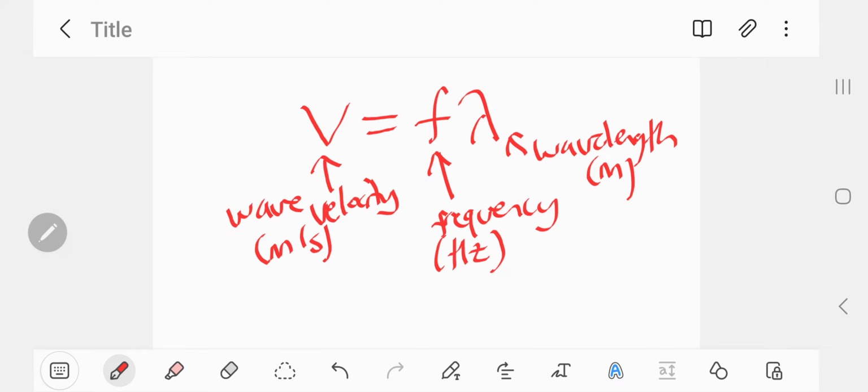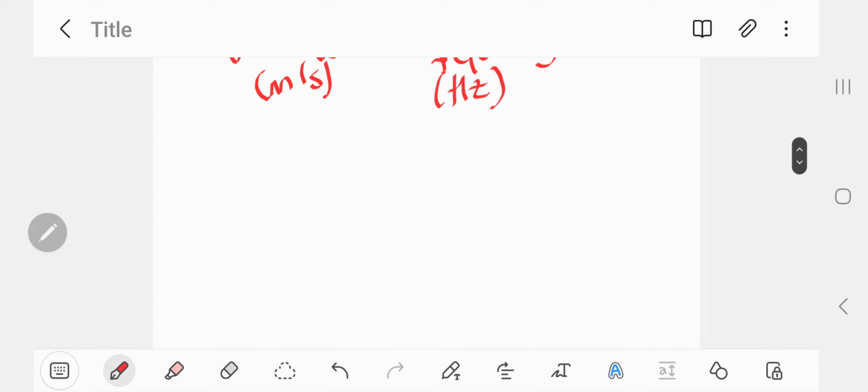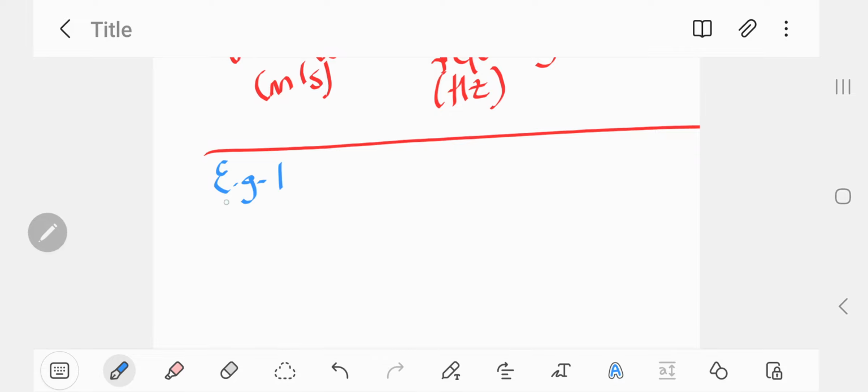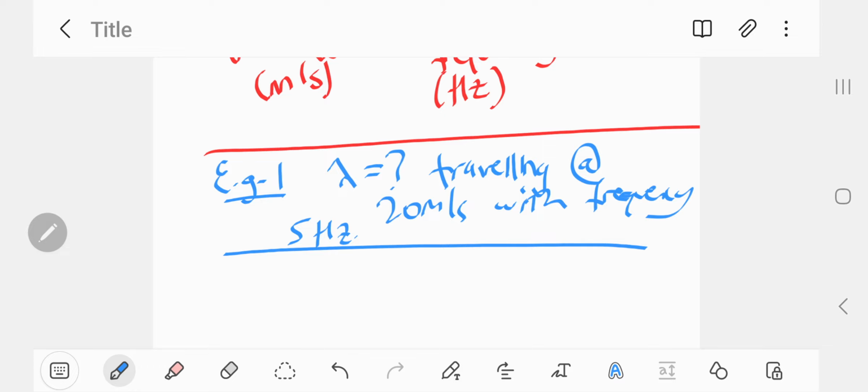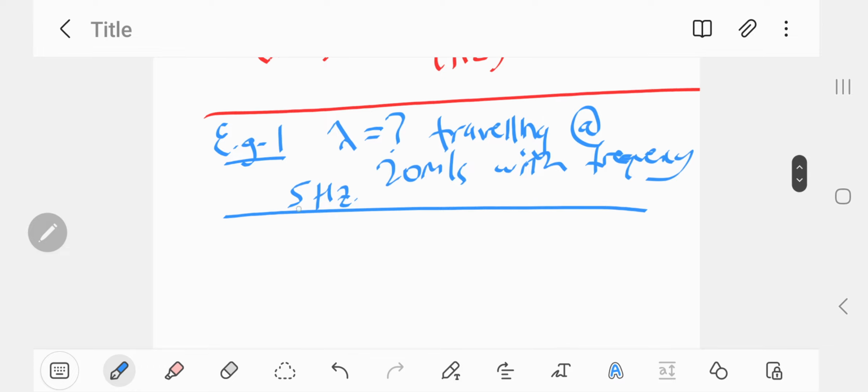So let's do an example of how this formula works. Example 1. Let's suppose we need to find the wavelength of a wave traveling at 20 meters per second with frequency 5 hertz. So the first step in solving any problem really is to write down what you know. So we know what the velocity is in this case, it's just 20 meters per second. We know what F is, that's 5 hertz, and we need to work out lambda.